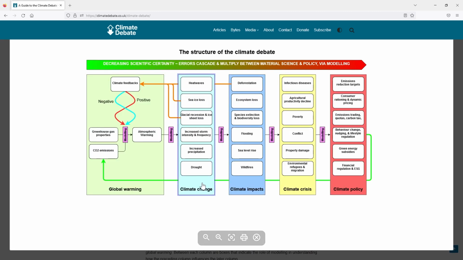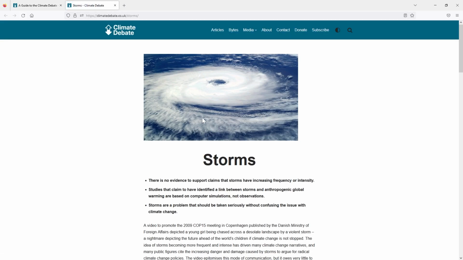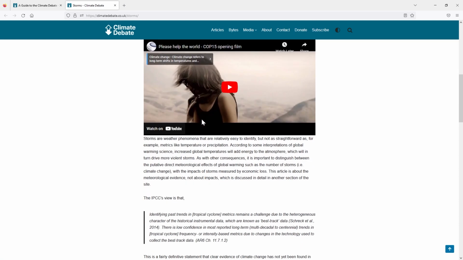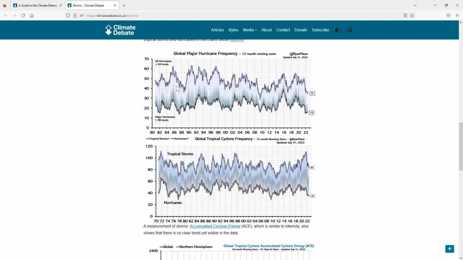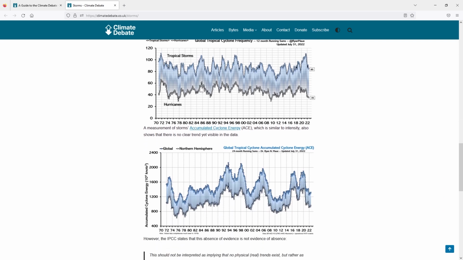And then back in the climate change category, we see slightly less reasonable claims, such as the claim that global warming is going to increase the frequency and intensity of storms. And in fact, when we look at the evidence or when the data is shown, we see that there is no evidence of an increase in hurricane frequency or intensity. That's not to say that there won't be an increase in the future, but that so far that increase is not visible in the data.